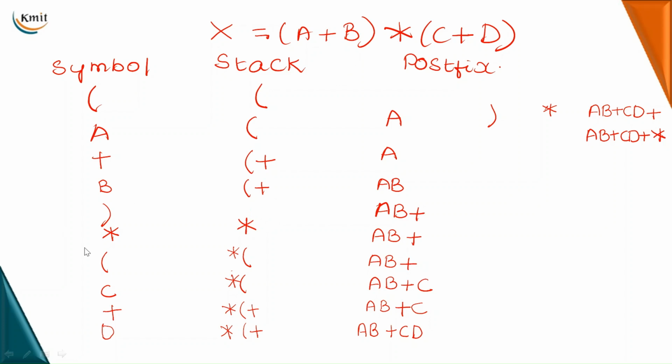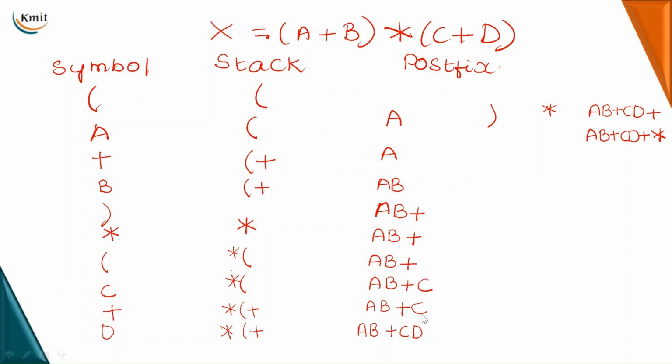Next, into. Into is an operator, so it has to be pushed into the stack. And this column remains the same. Next, open parenthesis. It has to be again pushed into the stack. Into, open parenthesis. This remains the same. Next, operand C. Since it is an operand, you have to write it here: AB plus C. And the stack column remains the same.